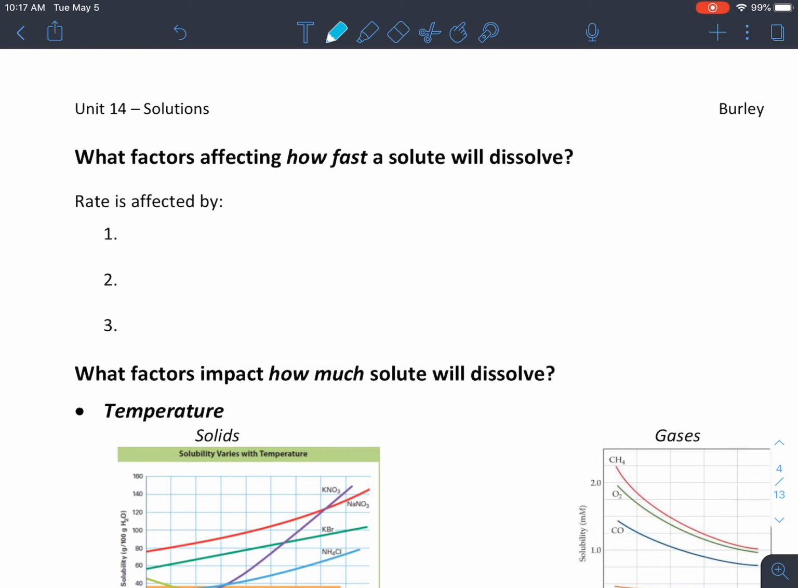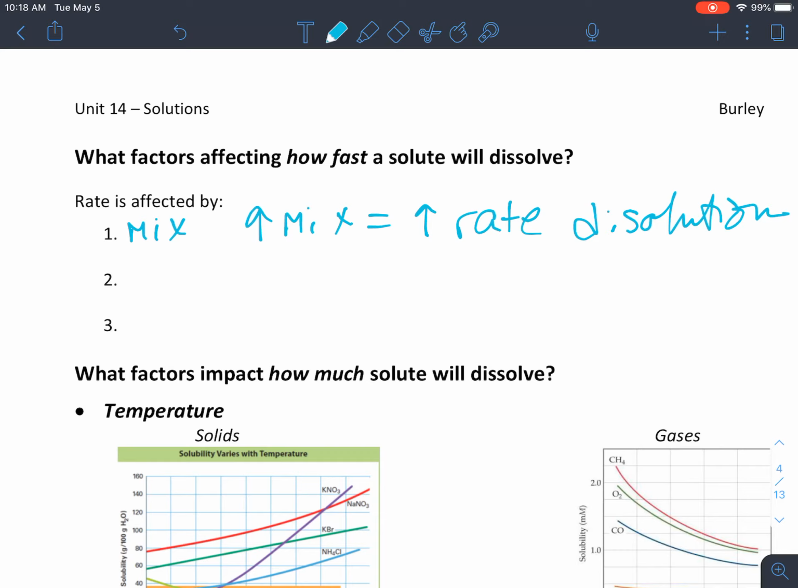So if you mix the solution, if you have an increase in your mixing, then that's going to equal an increase in your rate of dissolution, which is another word for dissolving, like speed and stuff. So it increased, and I don't know if I spelled that correctly.